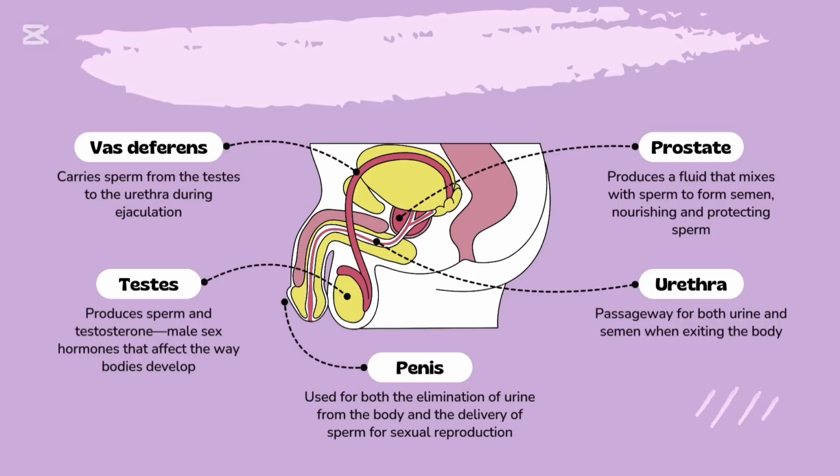Common disorders of the male reproductive system. Erectile dysfunction, ED. Inability to maintain an erection due to physical or psychological causes. Low sperm count, oligospermia. Fewer than normal sperm in ejaculate, often linked to lifestyle factors and medical conditions. Prostate enlargement, benign prostatic hyperplasia, BPH, a common condition in aging men causing difficulty urinating. Prostate cancer, the second most common cancer in men, often detected through PSA tests.